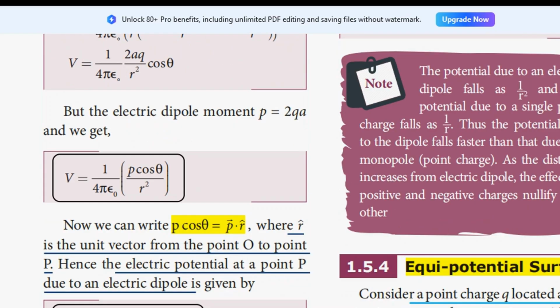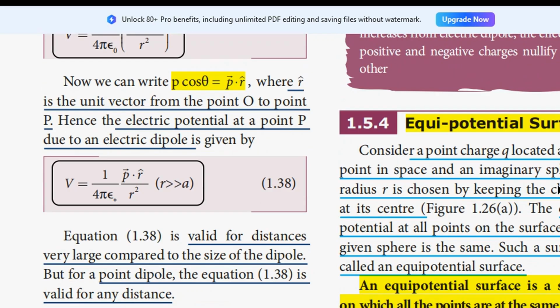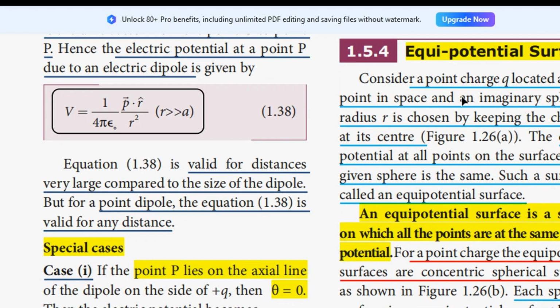Now you see that the potential due to an electric dipole falls as 1 by R square, and the potential due to a single point charge falls as 1 by R. Thus the potential due to a dipole falls faster than that due to a monopole, that is a point charge. As the distance increases from the electric dipole, the effects of positive and negative charges nullify each other. Next we study about the equipotential surface.